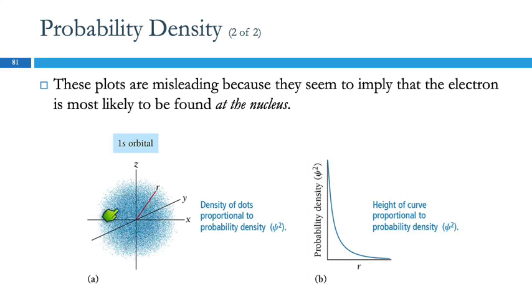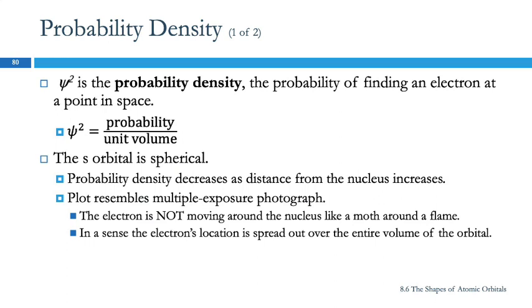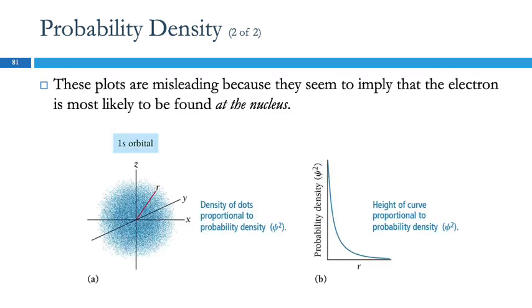It's important to understand that the electron is not just zinging around like a moth around a flame. That's not what it's doing. In a sense, the electron's location is spread out over the entire volume. But when we take a picture of it, we force it to act like a particle, so it has to have a location. But what the electron really is more like is a standing wave. We'll get to that.